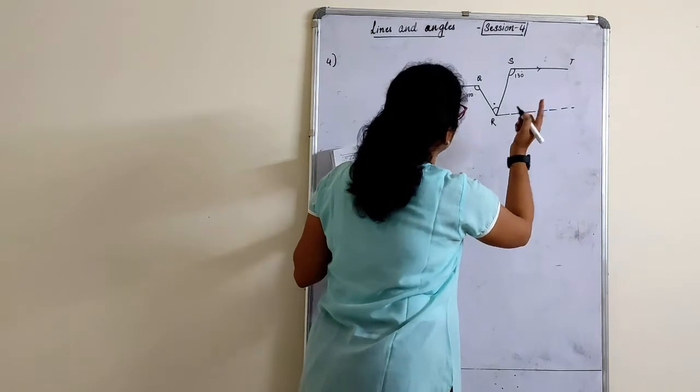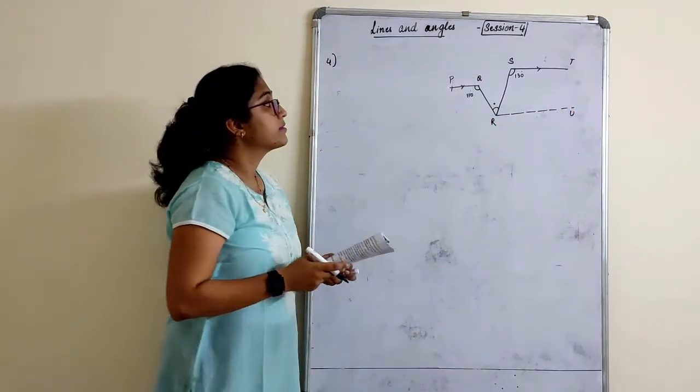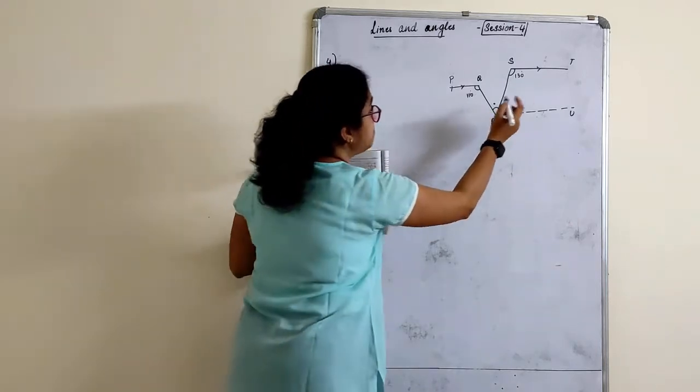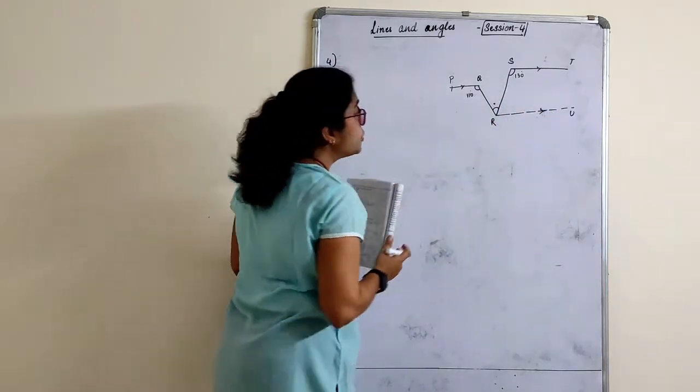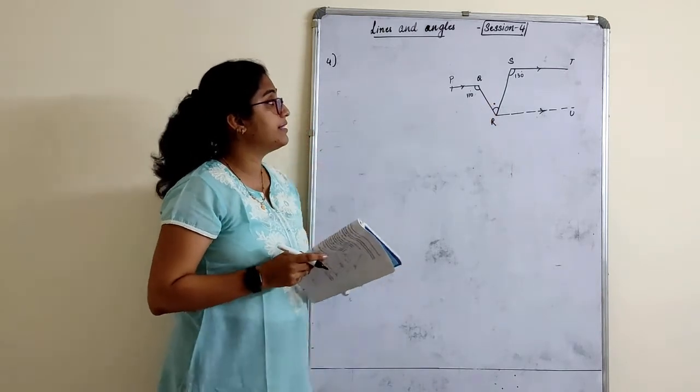So PQRST, U. Shall I give this? Okay, that is what I have drawn. Draw a line parallel to ST. My line is not moving parallel, but it has to be parallel. Now we have to find this angle, children, here.